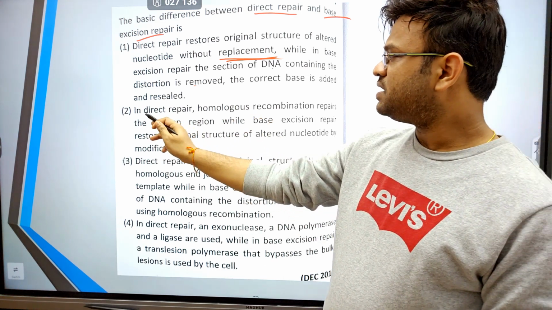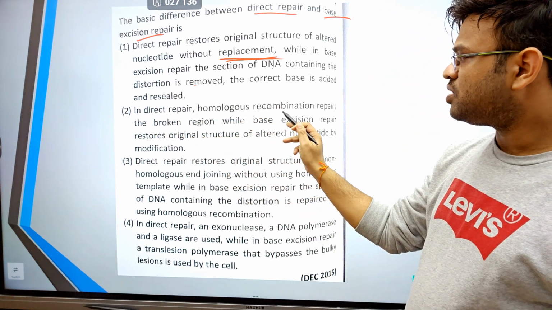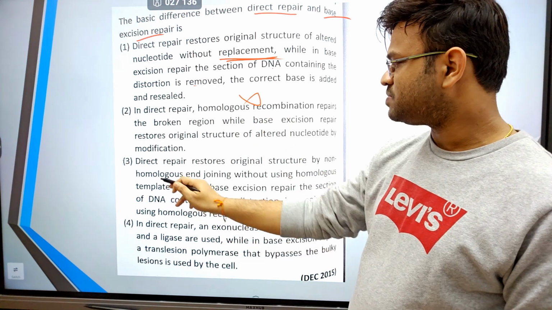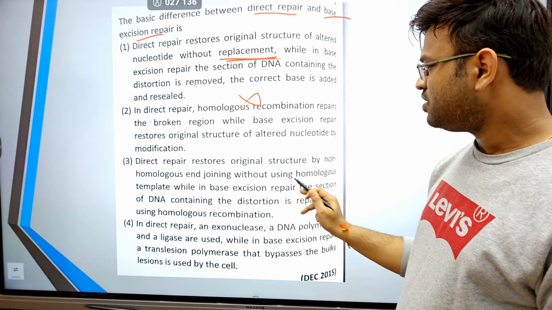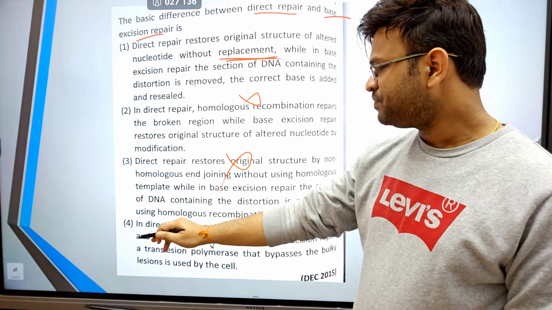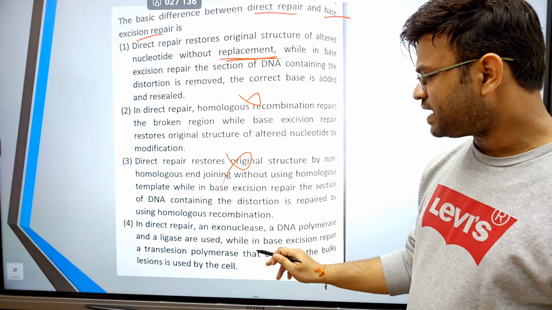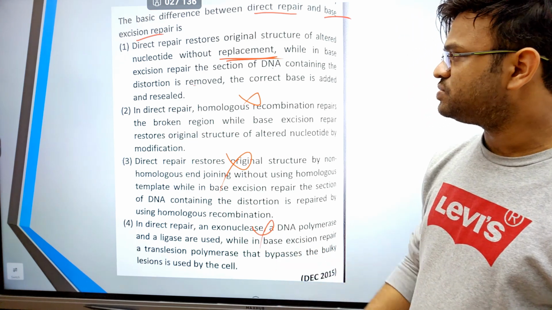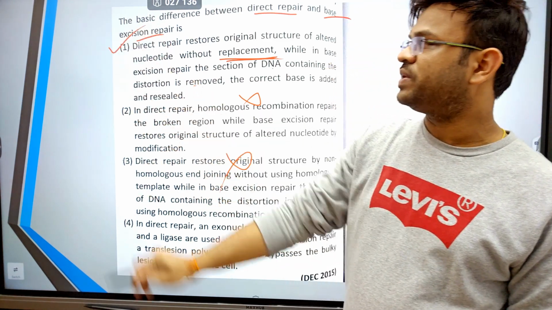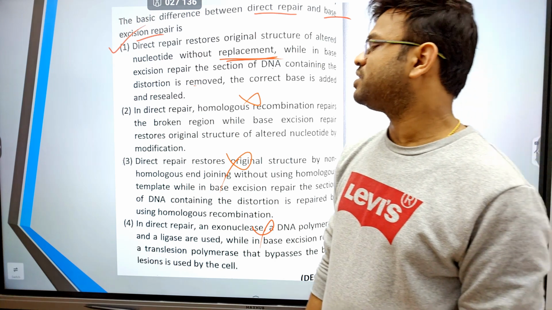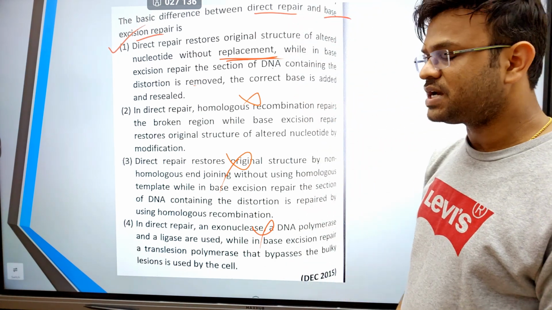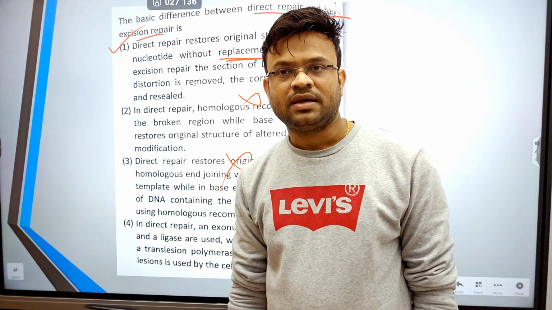In direct repair, no homologous recombination takes place. Direct repair restores original structure by non-homologous, again, this is not correct. In direct repair system, exonuclease, a DNA polymerase and a ligase, no, exonuclease is not used. So the correct option is the first one. This is the difference between direct repair system and base excision repair. This was asked in the 2015 CSIR NET examination.